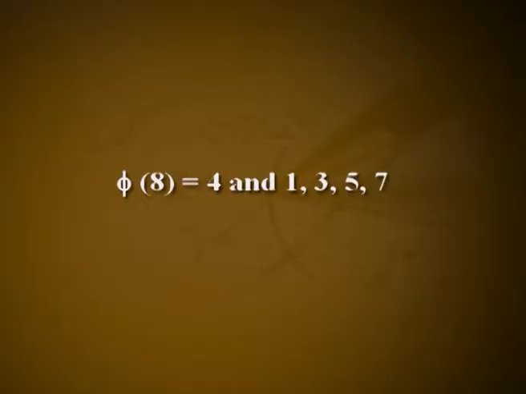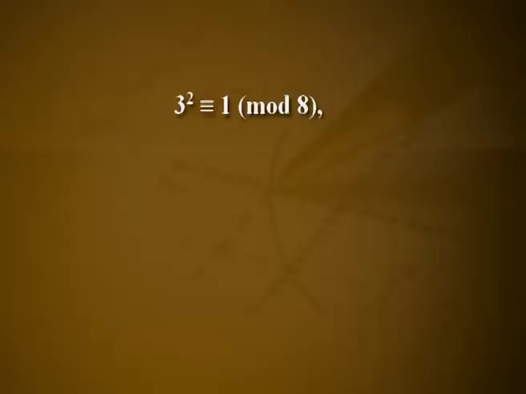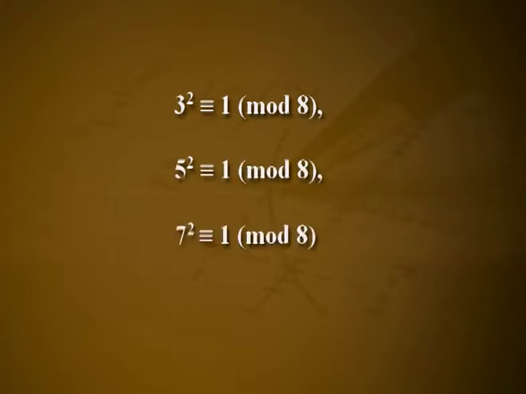Example 5. List all primitive roots modulo 8. Since phi of 8 is equal to 4 and 1, 3, 5, 7 are co-prime to 8, hence possible primitive roots can be 3, 5 or 7. As 3 square is congruent to 1 mod 8, 5 square congruent to 1 mod 8, 7 square congruent to 1 mod 8, none of 3, 5, 7 is a primitive root mod 8.